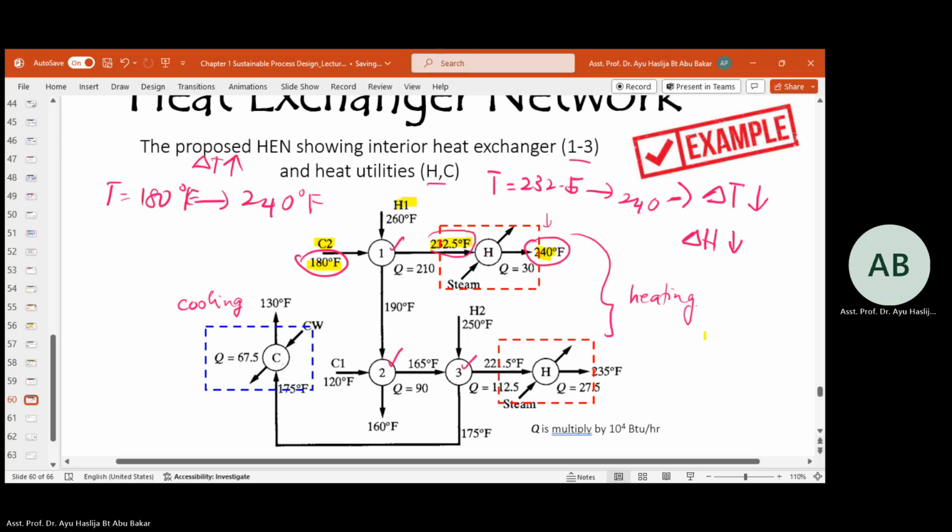In chapter 4, we will do the heat exchanger network in detail. Now this one you should know how to do so that you can incorporate it in your PDP. PDP 1 goes up to heat integration, right? Any questions so far?